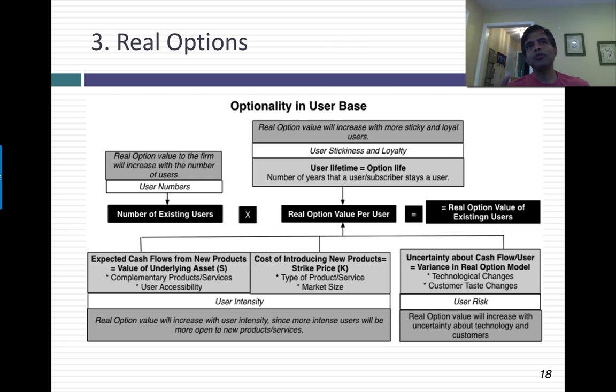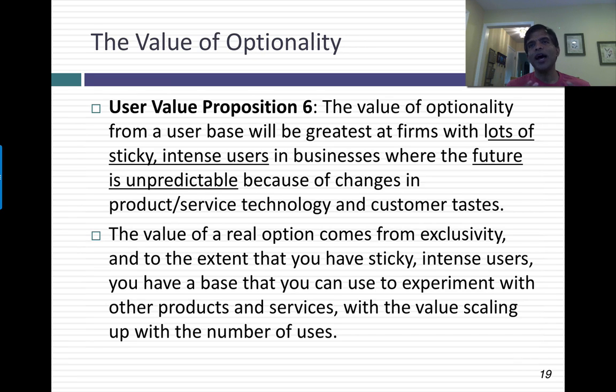model. And the more your business is in a state of flux, either because technology is changing or your customer tastes are changing, the greater the value the option will become. So all of those drive the value of an option on an existing user. And the more users you have, the greater the value of the overall optionality. So here's my general proposition. The value of optionality, the premium that you add on top of an intrinsic value, will be greatest in businesses which have sticky users, intense users, and where the future is unpredictable because the technology and customer tastes are changing, right? And that value is going to get magnified by how many users you have.